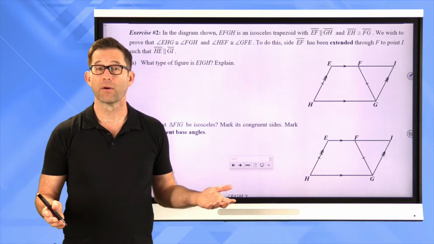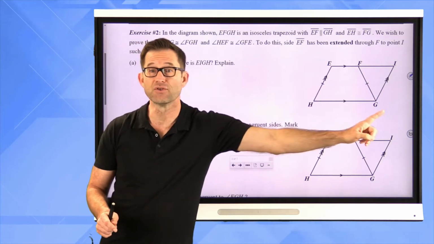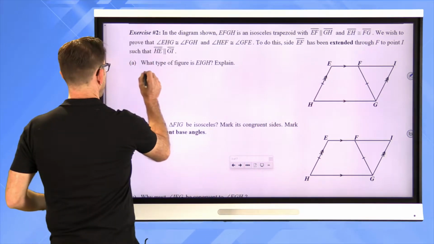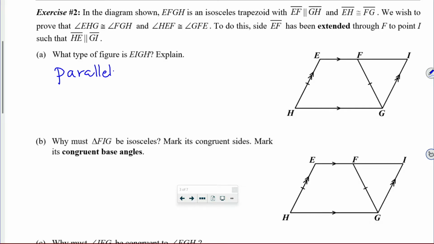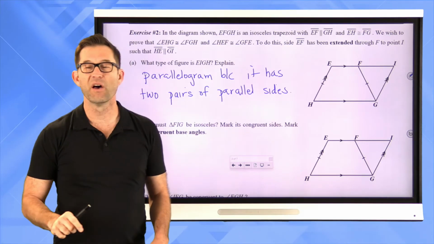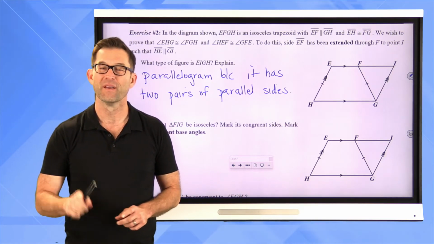Well, simple enough. It's a parallelogram, and it's a parallelogram for one simple reason. EI is parallel to HG, and HE is parallel to GI. So it's a parallelogram because it has two pairs of parallel sides. And of course, the great thing about having a parallelogram in this figure is that we know all sorts of stuff about parallelograms after all the lessons we've done on them. Now, let's keep going.